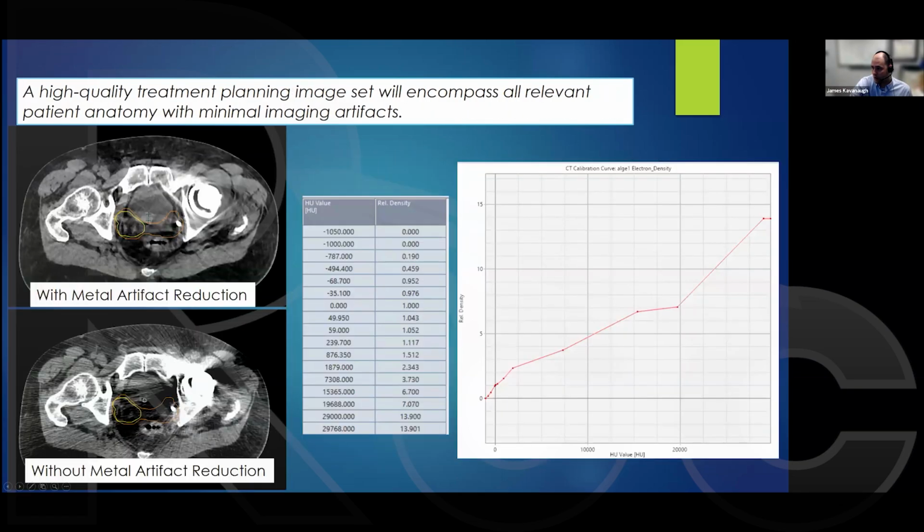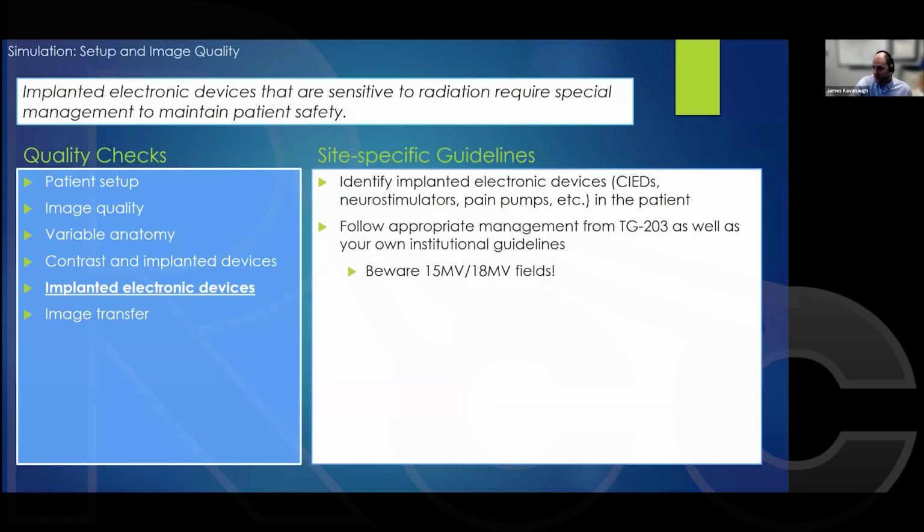Sorry, I skipped over one. I already mentioned this one as well to get into those details, but with the implanted devices, beware of those high energies.